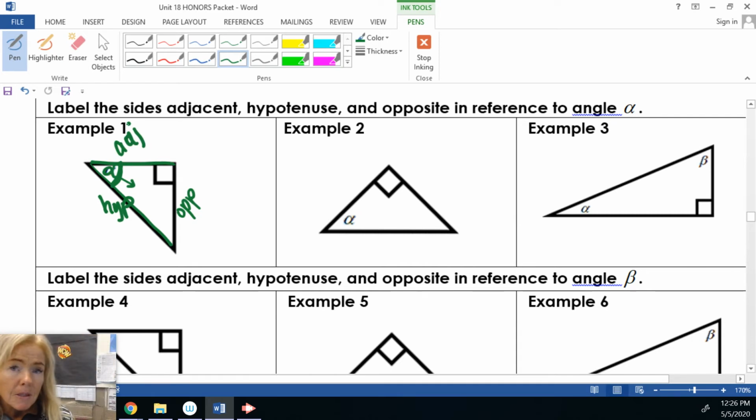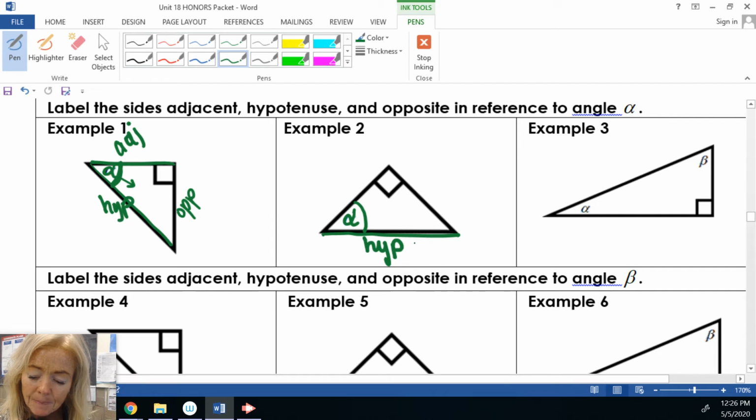So adjacent and opposite are the legs. They form that right angle, and they become opposite and adjacent depending on which of the angles it is. All right, so now here we have alpha on example 2. So again, this is the hypotenuse. And then directly opposite, I always label that next, and then running right into it is the adjacent side.